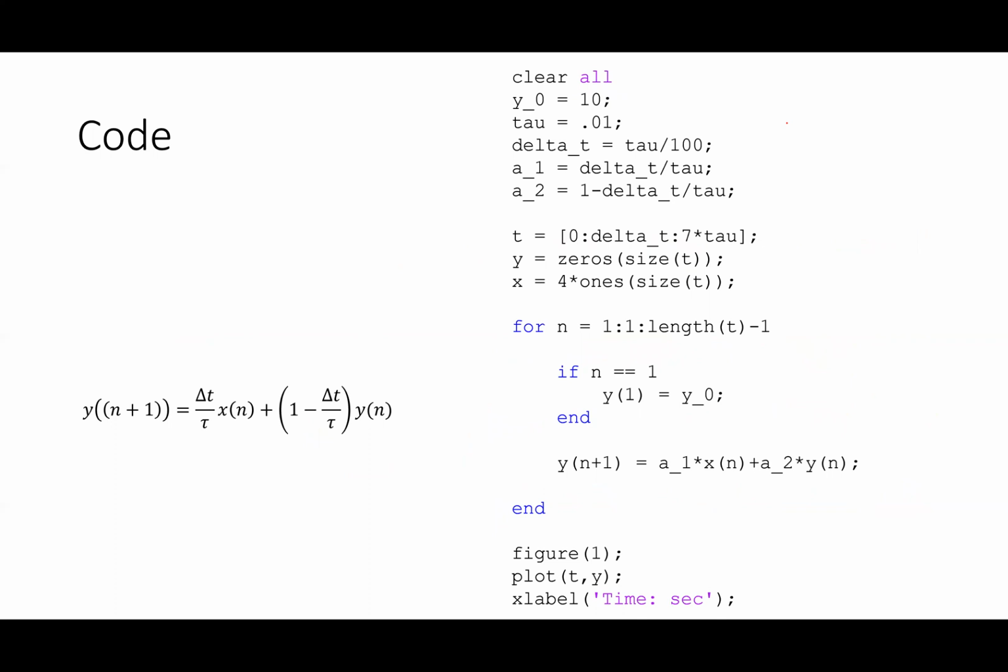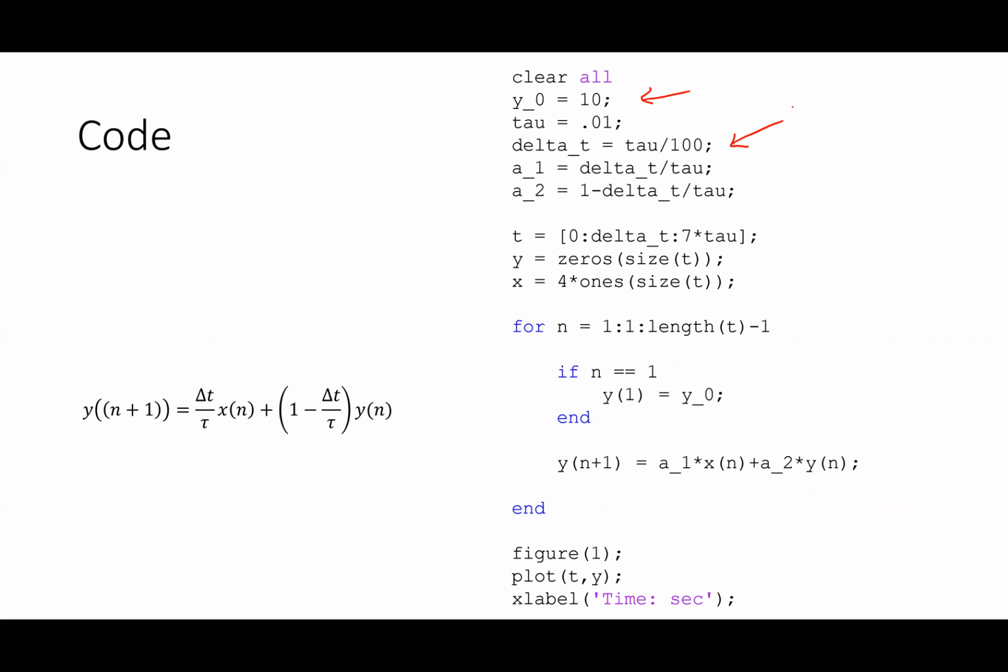So I can do a for loop. Here's how I set this up. I have my initial condition here, 10. I have my tau. I chose delta t equal to tau divided by 100. I'll talk about why that seems like a reasonable choice later. And then I have this A1 and A2. I can go back and see where I came up with that delta t over tau and that 1 minus delta t over tau.